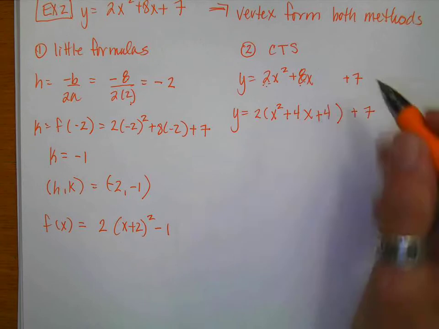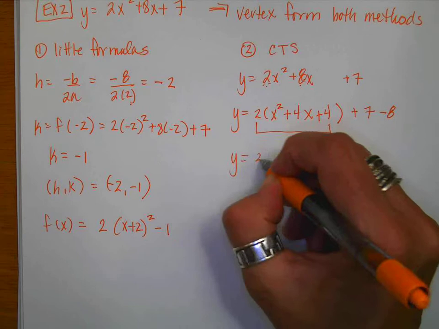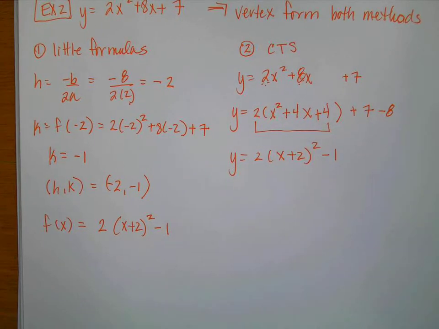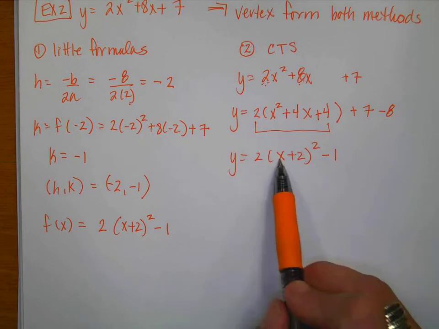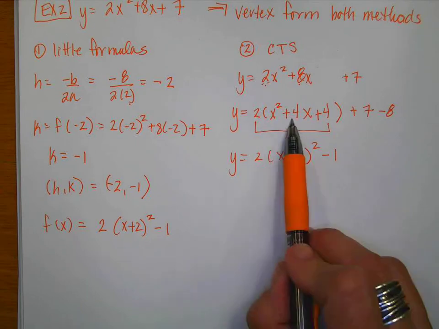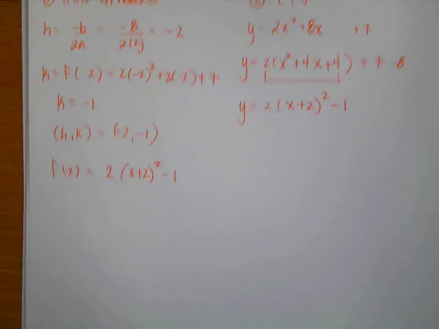Half of 4 is 2, squared is plus 4, but now I have to distribute 4 times 2 is 8, minus 8, because remember the net effect has to be 0, and then y is equal to 2 times (x plus 2) quantity squared minus 1. So completing the square, in my opinion, is really a whole lot faster. And notice if I check, this term squared is this, multiply those two together and double it, square the last term. So it really is a nice process once you get the hang of it.